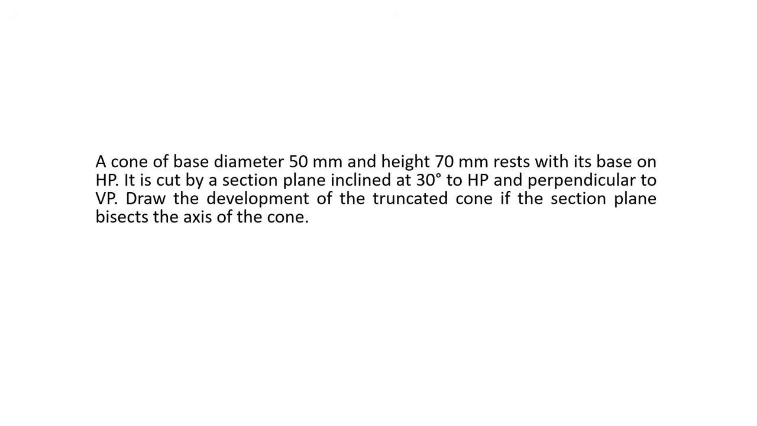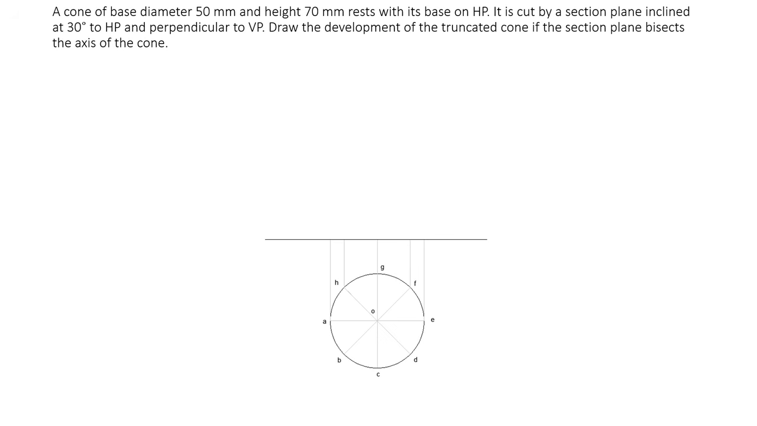In this video we will see a question based on development of surface. Development of a truncated cone surface. Question is, a cone of base diameter 50 mm and height 70 mm rests with its base on HP. It is cut by a section plane inclined at 30 degrees to HP and perpendicular to VP. Draw the development of the truncated cone if the section plane bisects the axis.